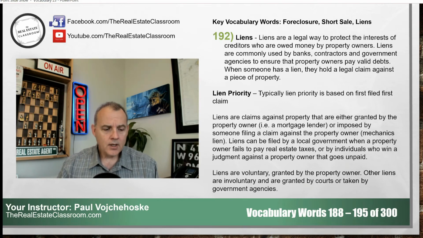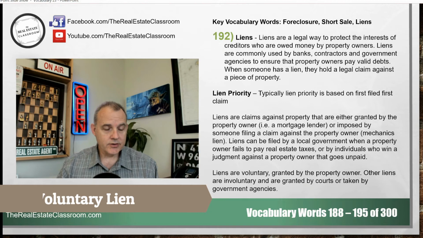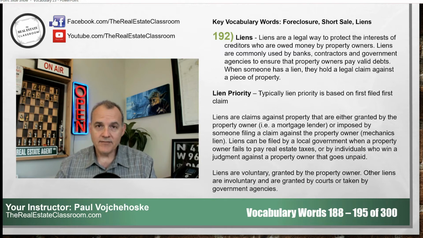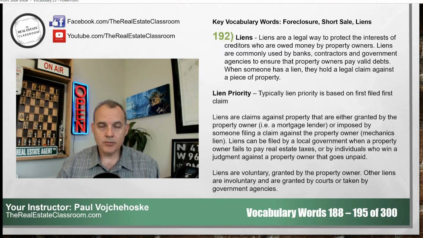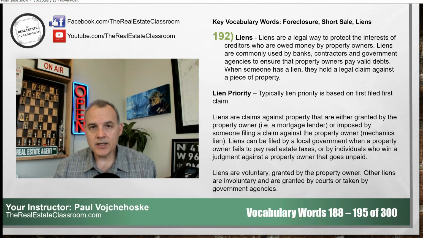Now, liens are claims against the property, and they're either granted by the property owner, meaning a voluntary lien. So if I go borrow the money from the bank, I'm the property owner, I'm going to allow a voluntary lien to be placed against the property by the lender, or an involuntary lien, which are placed against the property against the owner's will, such as a mechanic's lien or a tax lien.